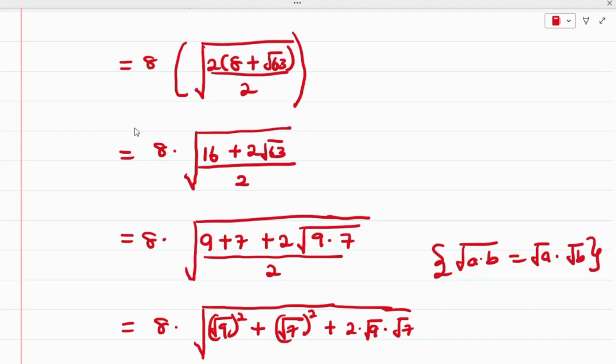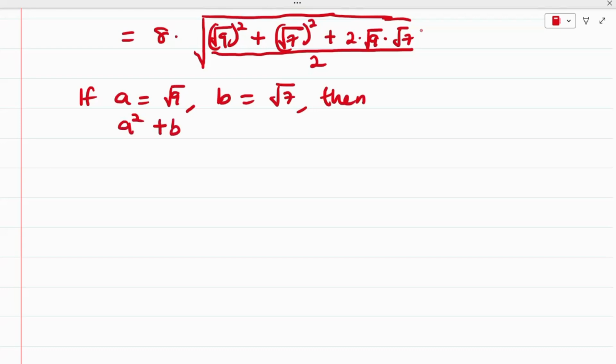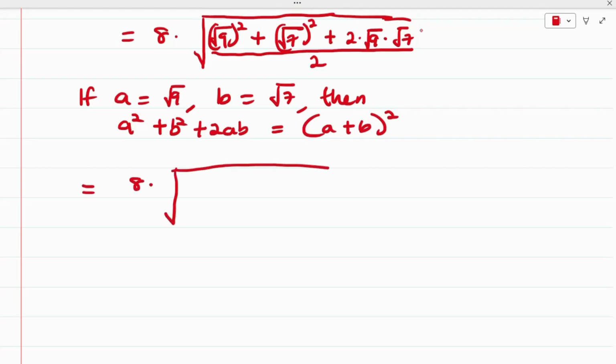Alright, so that is what we apply to this to get this, and this is going to divide what? 2. So from this part we want to simply say if a is equal to the square root of 9 and b is equal to the square root of 7, then we have that a square plus b square plus 2ab is equal to (a plus b) all square.